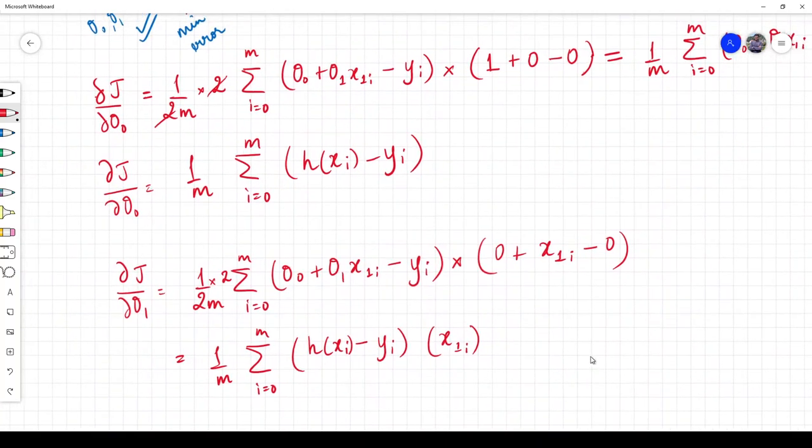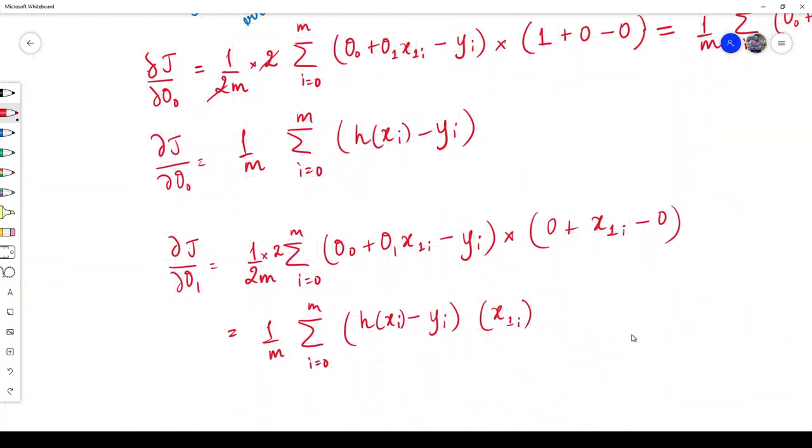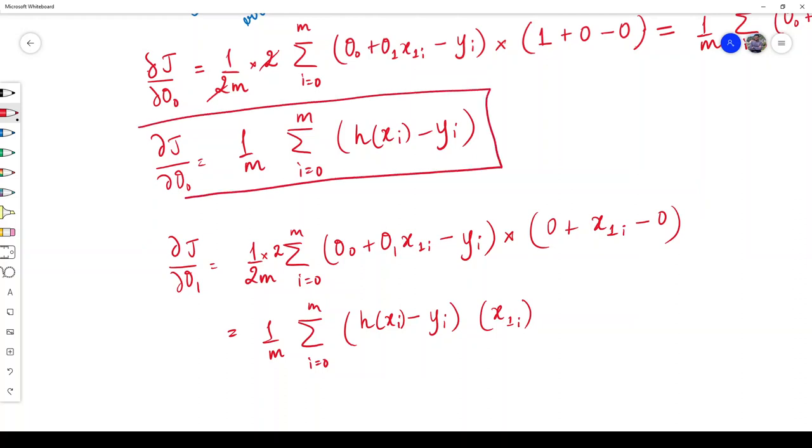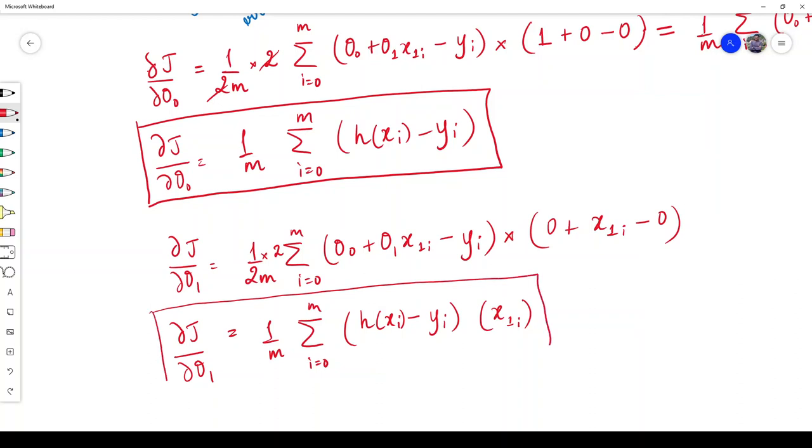Hopefully these are the 2 equations which I used. I'll just circle them and box them up. This is for when you have theta naught and theta 1.